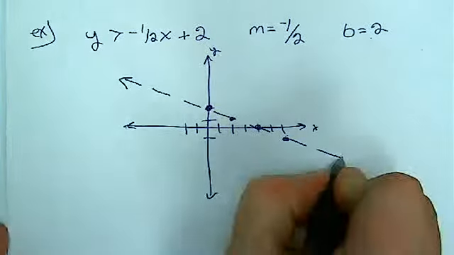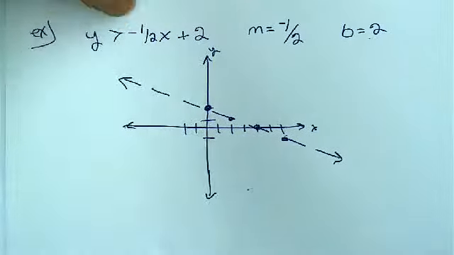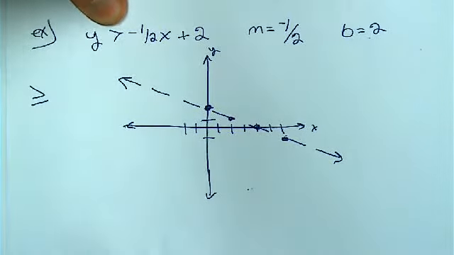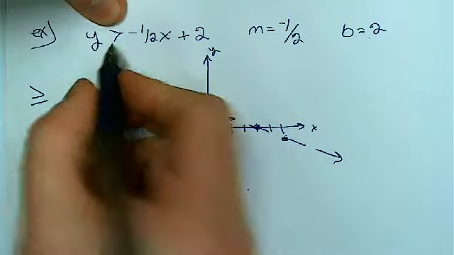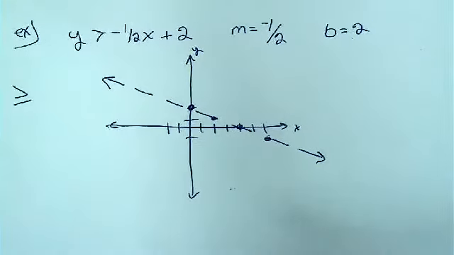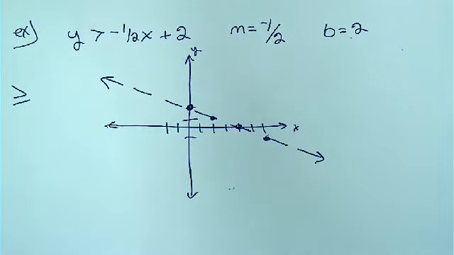Why is there a dotted line? Because it doesn't include the equals-to case. If this had been greater than or equal to, it would be solid. But since it's only greater than, it doesn't actually include the line. So the line is more there as a suggestion, like a guideline, than an actual rule.